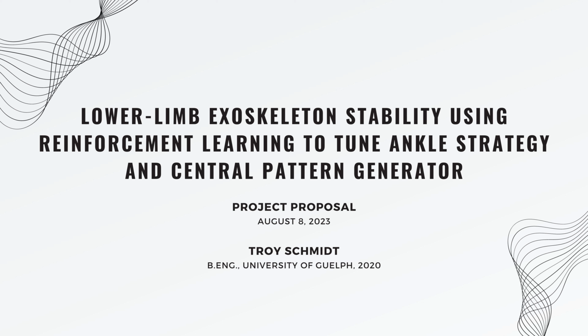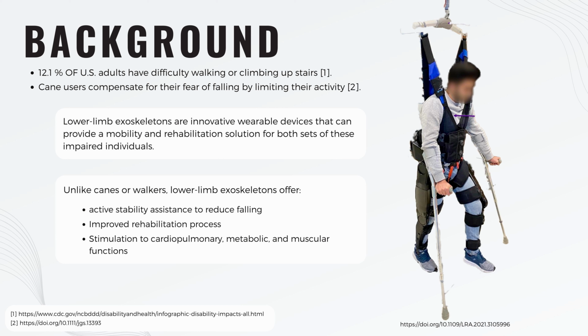I'm Troy Schmidt, and this is my project proposal for lower limb exoskeleton stability using reinforcement learning to tune ankle strategy and central pattern generator. 12.1% of U.S. adults have difficulty walking or climbing upstairs, and another study shows that cane users compensate for their fear of falling by limiting their overall activity, leading to an accelerated decline in mobility.